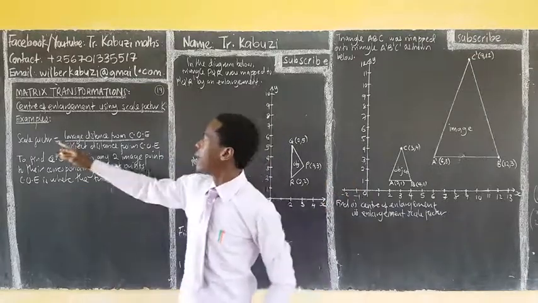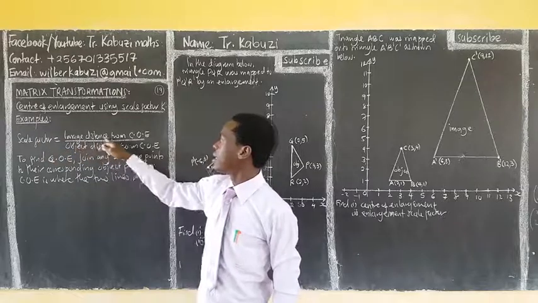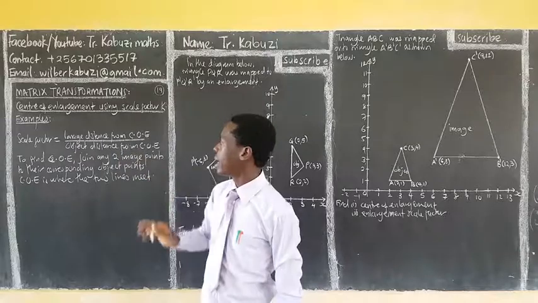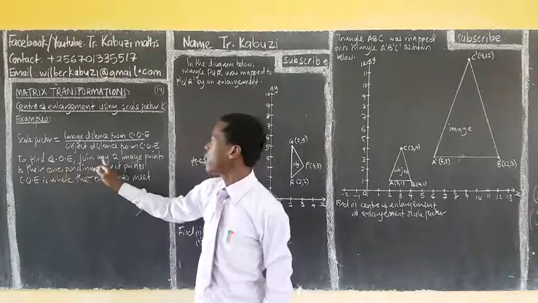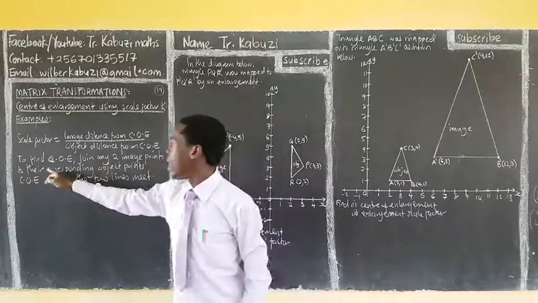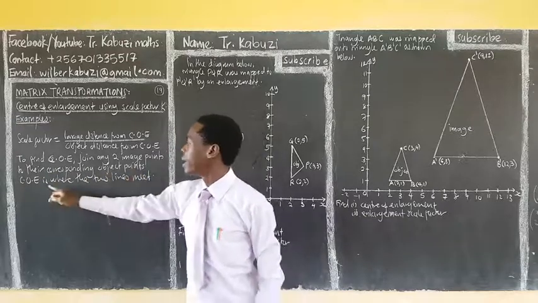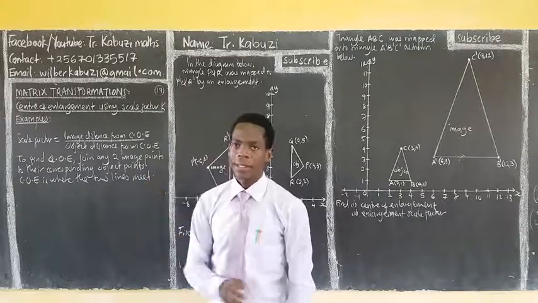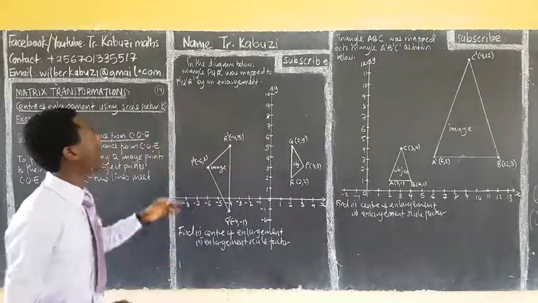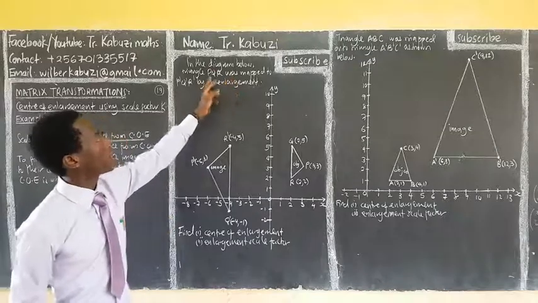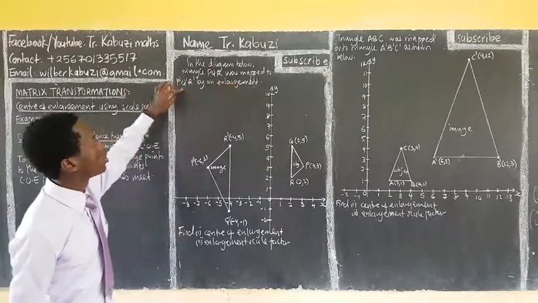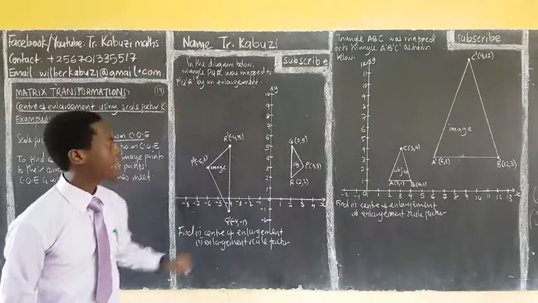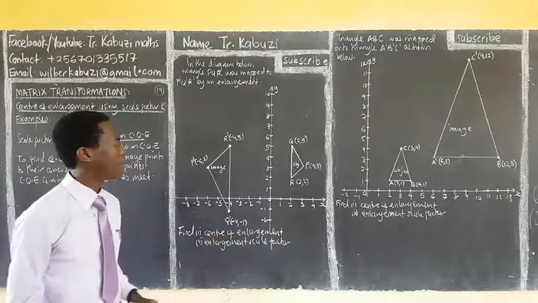Okay, we know that the scale factor is always the image distance from the center of enlargement over the object distance from the center of enlargement. To find the center of enlargement, join any two image points to their corresponding object points. Then the center of enlargement is where the two lines meet. And as seen, we have a question here. In the diagram below, triangle PQR was mapped to P prime, Q prime, R prime by an enlargement. They are giving us the diagram, then they are asking us to find the center of enlargement.